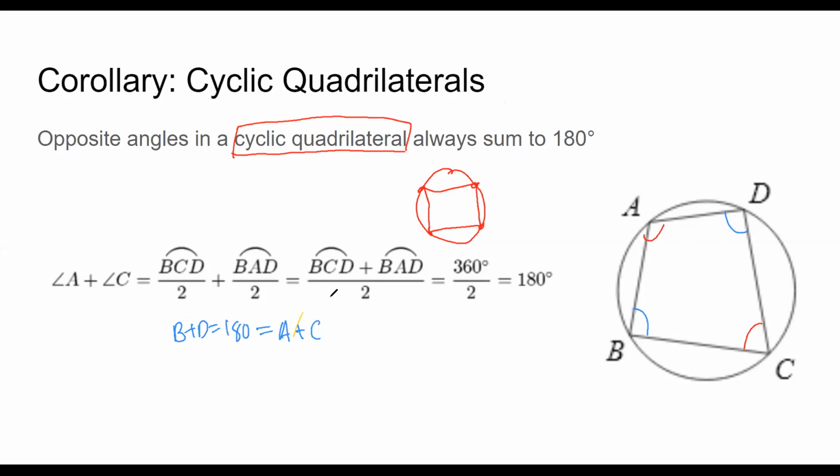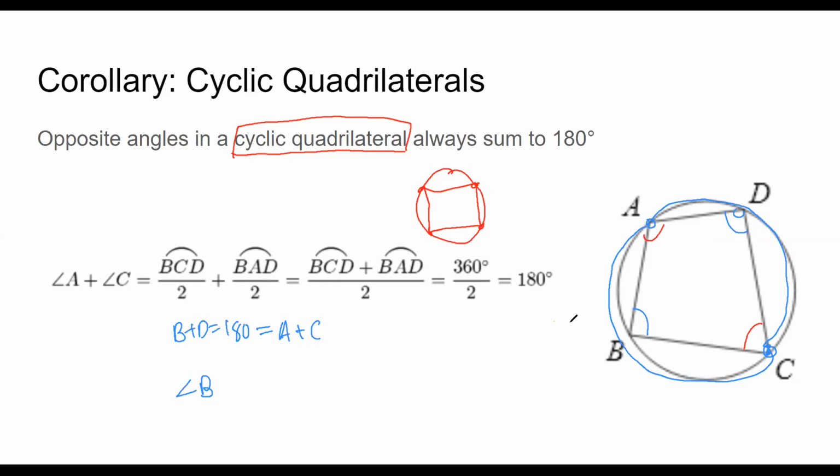The reason for this is because these are all inscribed angles, right? So let's look at angle B here. Angle B subtends this arc here. And angle D here subtends this arc here. If you notice, the sum of these two arcs is 360 degrees because it's a full circle.